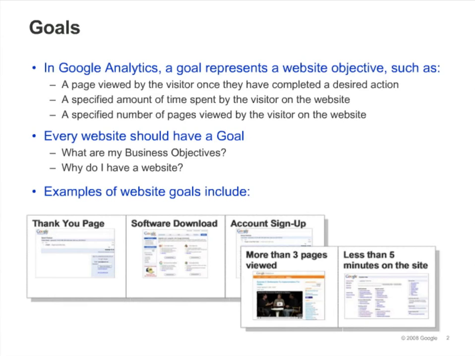In Google Analytics, a goal represents an activity or a level of interaction with your website that's important to the success of your business. Some examples of goals are an account sign-up, a request for a sales call, or even that the visitor spent a certain amount of time on the website.